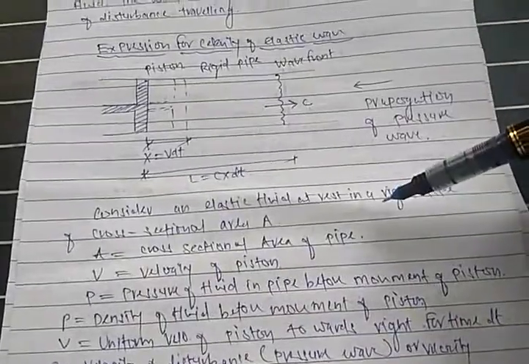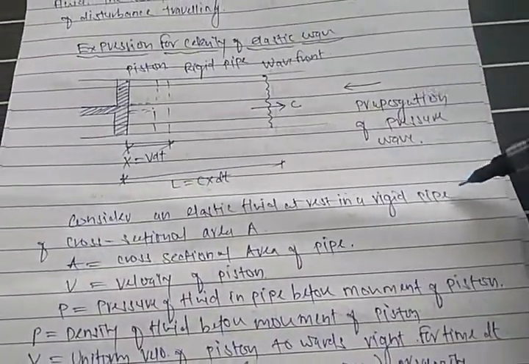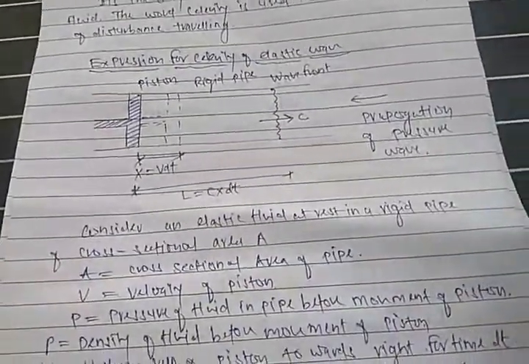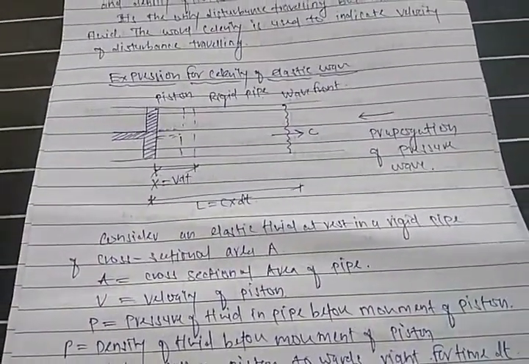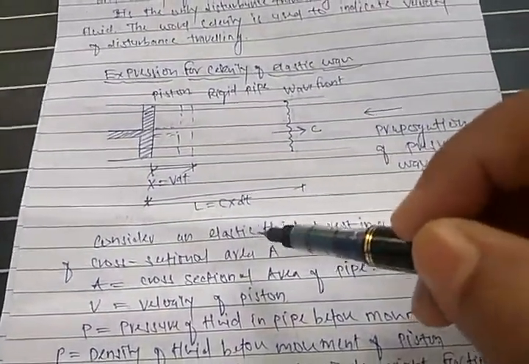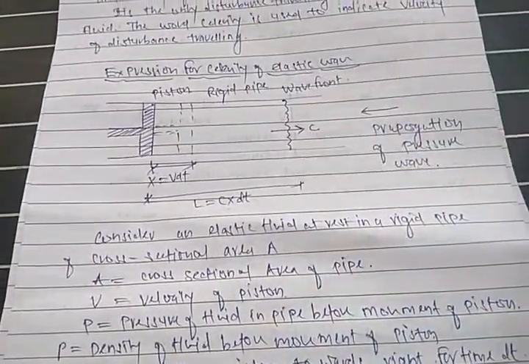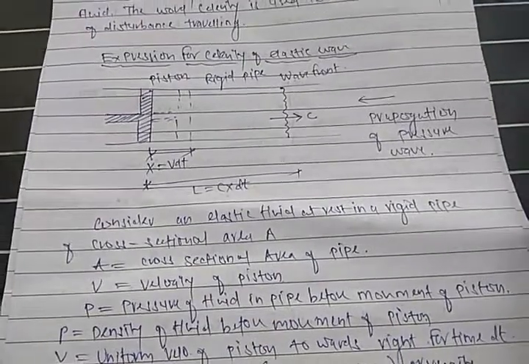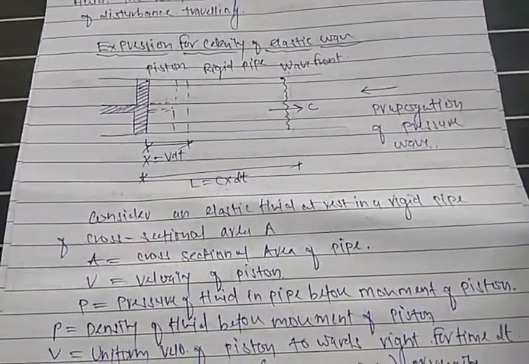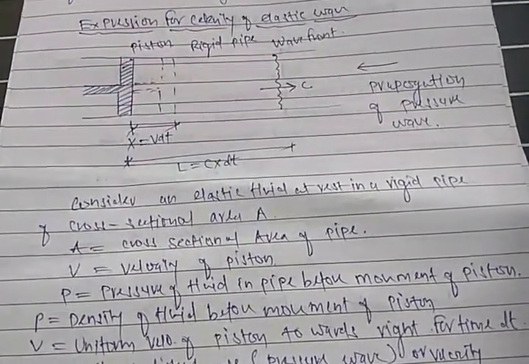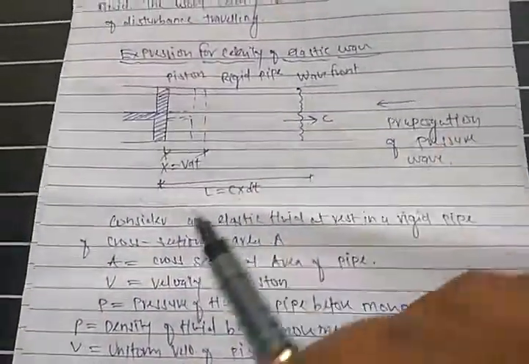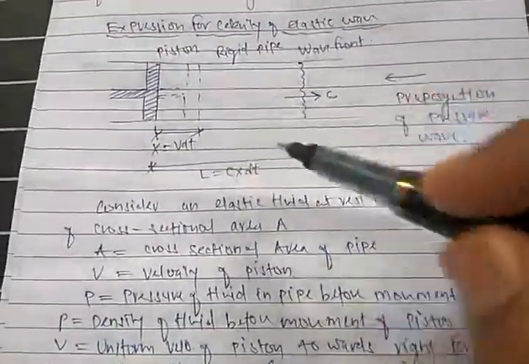Consider an elastic fluid at rest in a rigid pipe. This pipe is said to be rigid, that means it will not change its shape, size, etcetera, but the fluid is elastic, so its elastic properties need to be considered. Elastic properties simply means density. The cross sectional area is A.